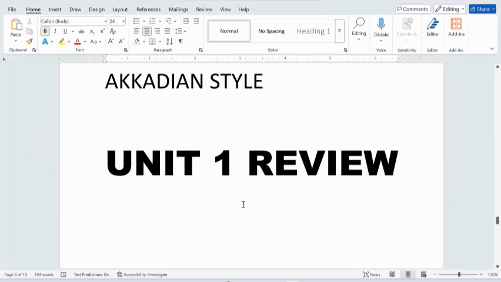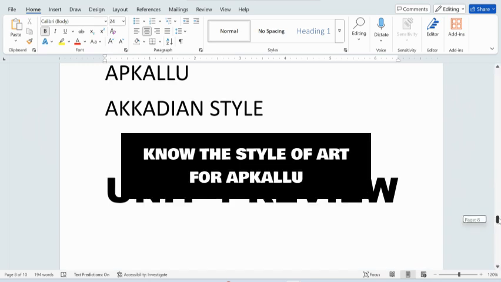Okay. Akkadian style. We did talk about Akkadian art. We did not linger on it much. So I don't think there's much of it on the test, but Apkallu is on the test. That's the man with the bird head, and he's got wings, and he's picking a pine cone, and he has a bucket. Do you guys remember that guy? If not, you can look him up.